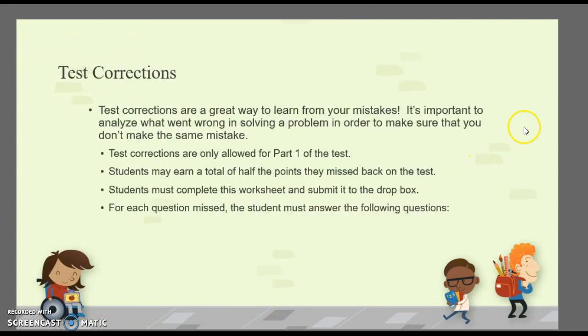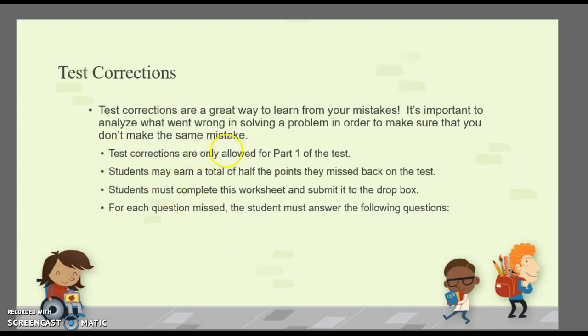All right, so test corrections. Let's talk a little bit about test corrections. Test corrections are a great way to learn from your mistakes. It's important to analyze what went wrong in solving a problem in order to make sure that you don't make the same mistake. It's how we learn. You don't learn from things you know, you learn from things you don't know, or mistakes that you make.